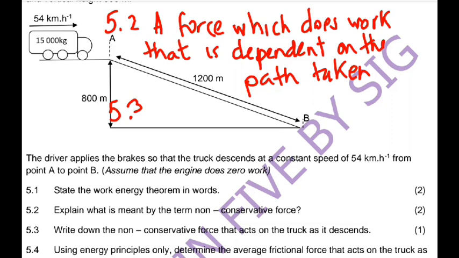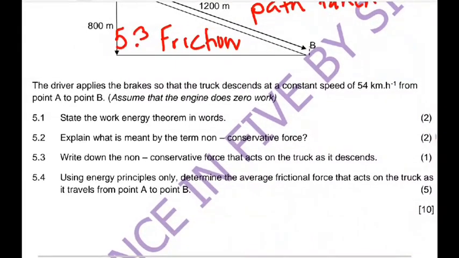Okay. And then 5.3 says, write down the non-conservative force that acts on the truck as it descends. So the non-conservative force that acts on the truck as it descends is the frictional force. So friction is an example of external force. It's also viewed as a non-conservative force. So the presence of friction means the mechanical energy of a system is depleted. That is why a swinging pendulum will eventually come to rest, because there's a non-conservative force that acts on it.